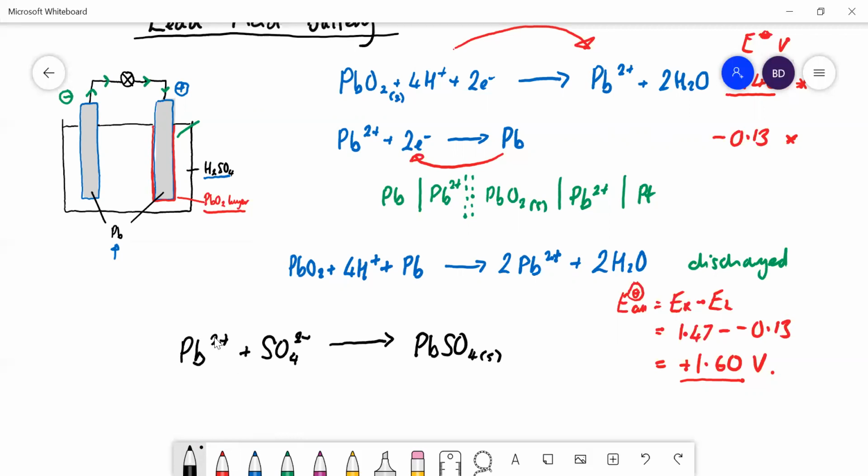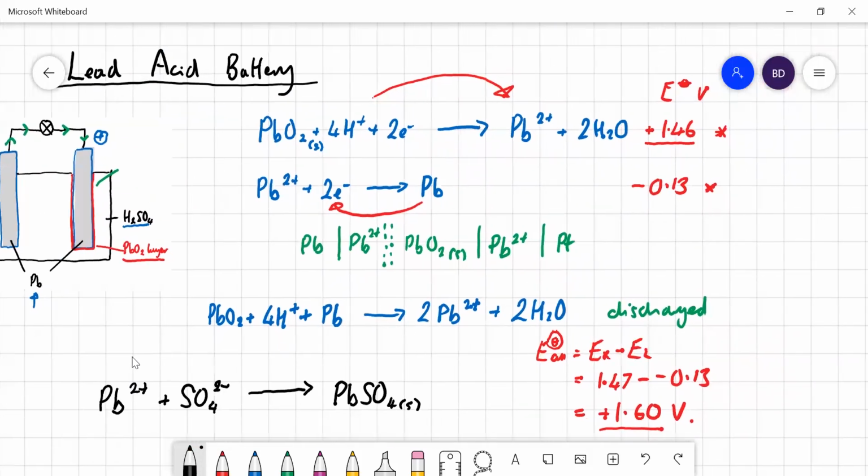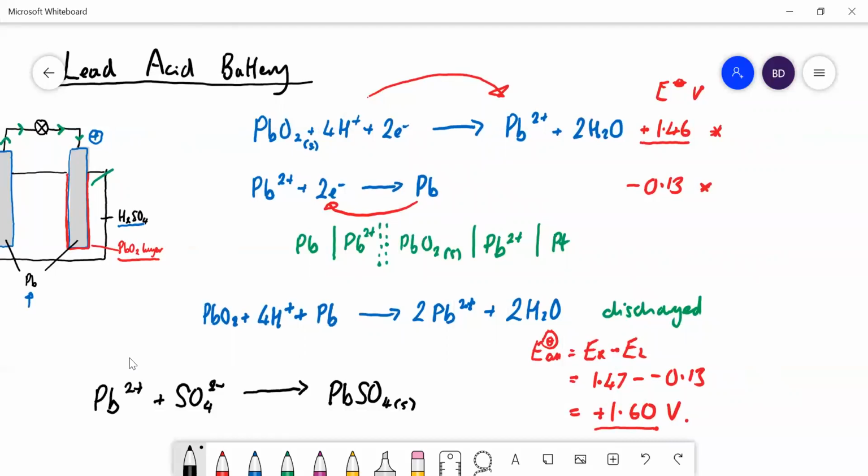Now let's see what that would do to the E cell value. So look at the lead 2+ ions there. The E cell value is when they're at 1 mole per decimeter cubed lead ions. It's going to be nowhere near as high as that because it's going to be very low concentration, because nearly all of it precipitates out. So Le Chatelier tells us if you have very low levels of that, it's going to push the equilibrium in the forward direction. In other words, it's going to be better at taking in electrons. So this will actually be more positive. It will be greater than 1.46 volts.